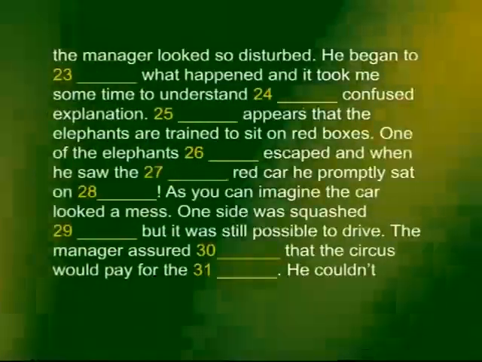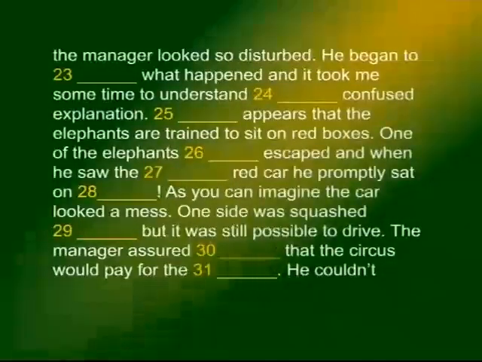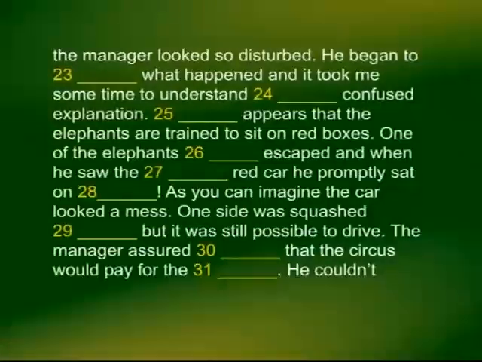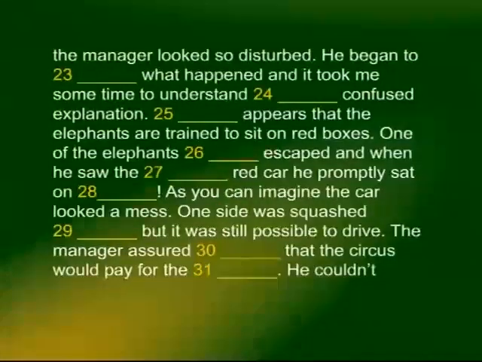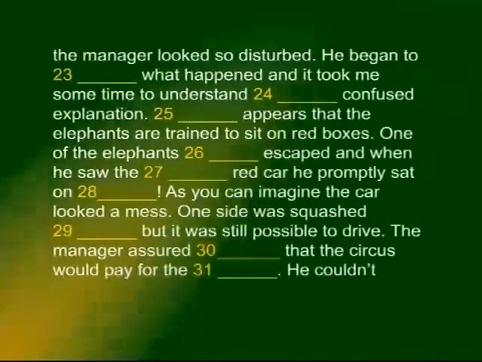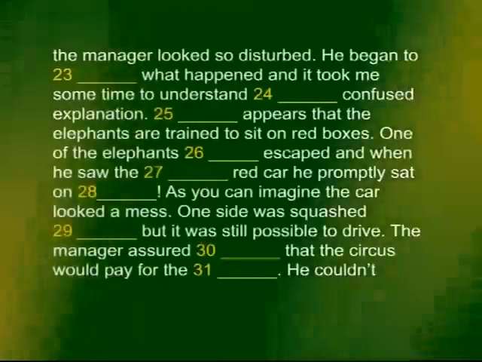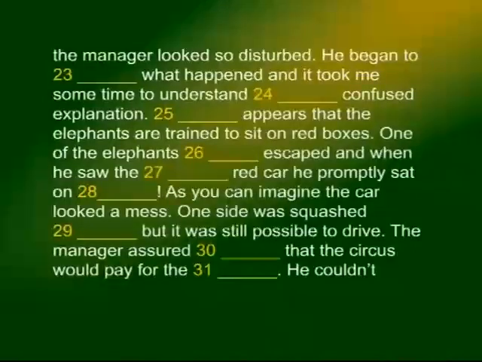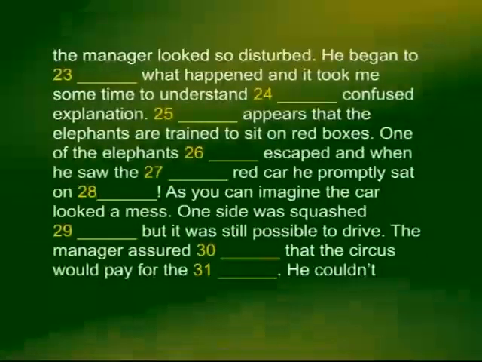Now number 25. Gap number 25. Again, it's at the beginning of the sentence. "Appears that the elephants are trained to sit on red boxes." You can have only one word, and that is it. "It appears that the elephants are trained to sit on red boxes."